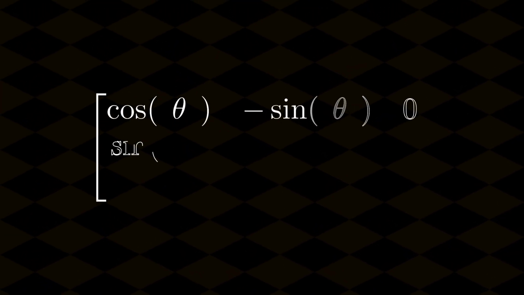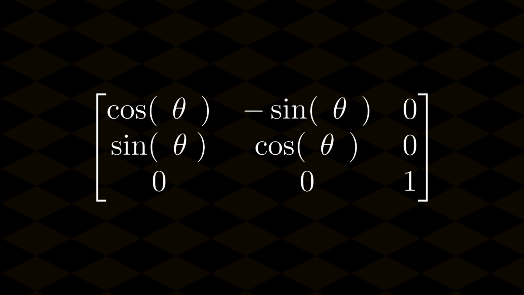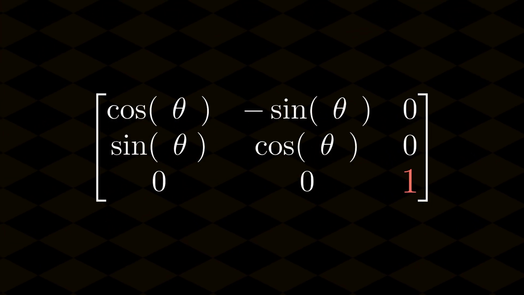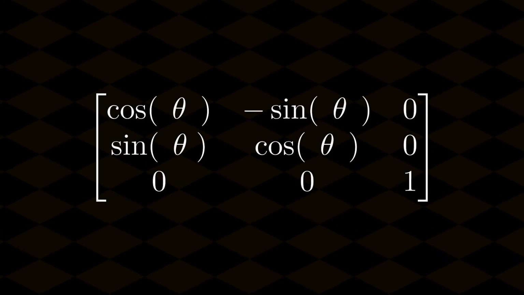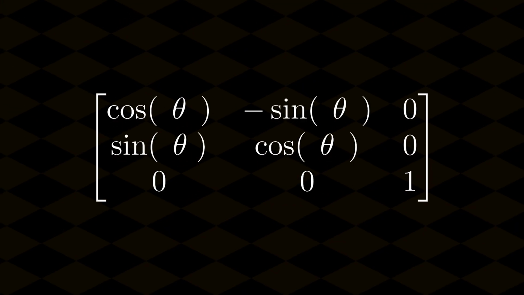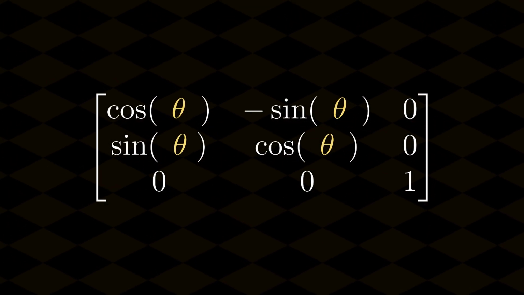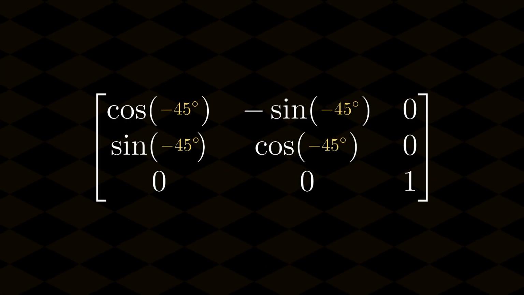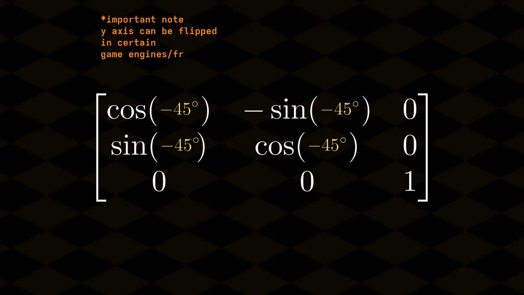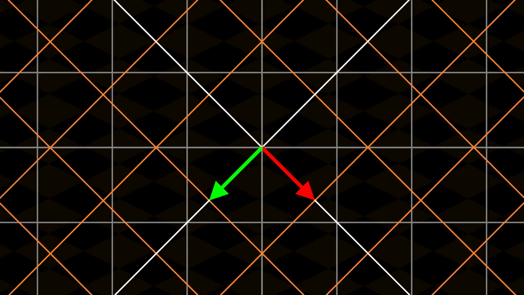This is how the rotation affine matrix looks like. Since we are rotating around the z-axis, we are not touching the z component of this matrix. And since we want to rotate by 45 degrees, our theta will be equal to 45 degrees. So this is how applying this transformation looks like.